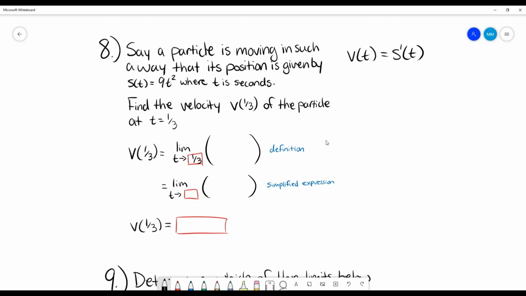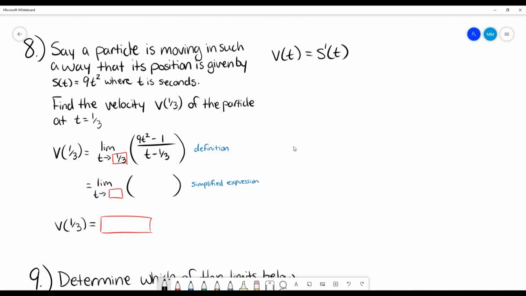And again, we set up our derivative, so it's going to be s of t, which is 9t squared, minus s of 1/3, which I believe 1/3 squared is 1/9, times 9 is 1, then over t minus 1/3. Okay, and now we want to simplify this. So once again, like usual, we're going to be looking for anything in here that we can factor. And I'm just going to factor out that 9 because I think that it might help us.